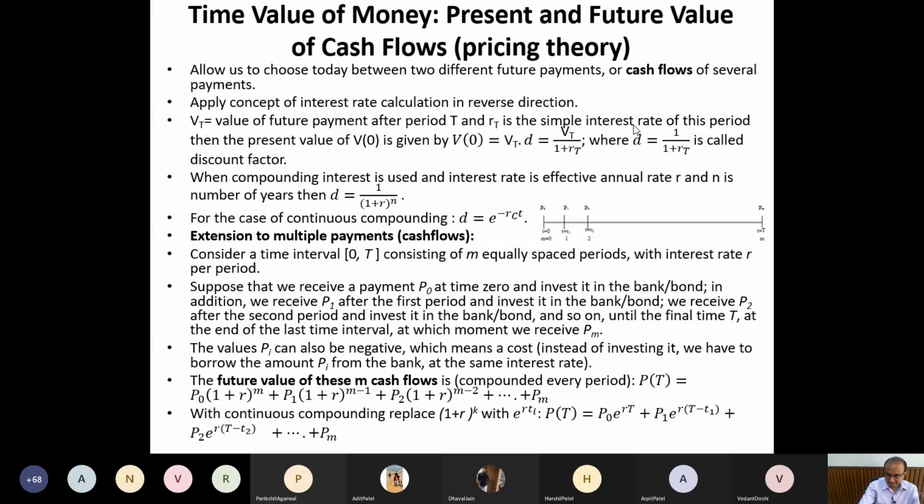Then in that case, the formula remains the same, V0 equal to VT into D, but D will change. It will not be 1 plus RT, but it will become 1 plus R raised to N. Why does it become 1 plus R raised to N? Because of the compounding effect. I hope you get this. So if I invest in such a security, the present value will be VT divided by 1 plus R raised to N, rather than VT divided by 1 plus RT.